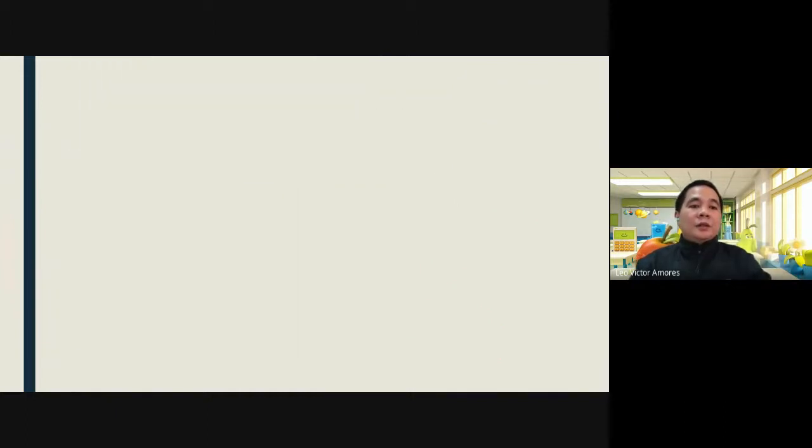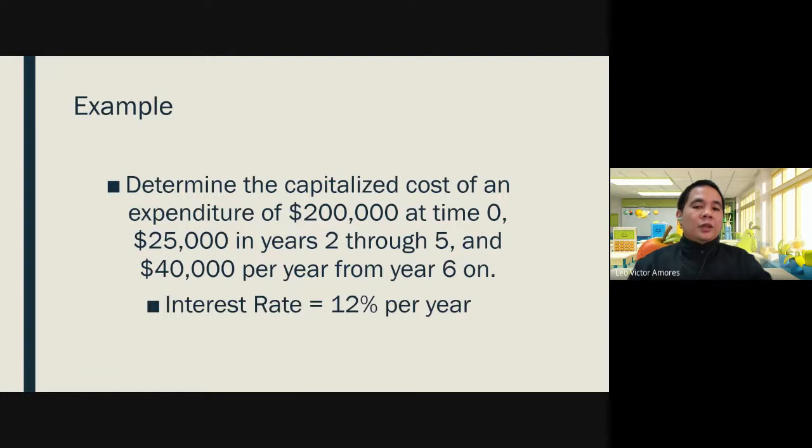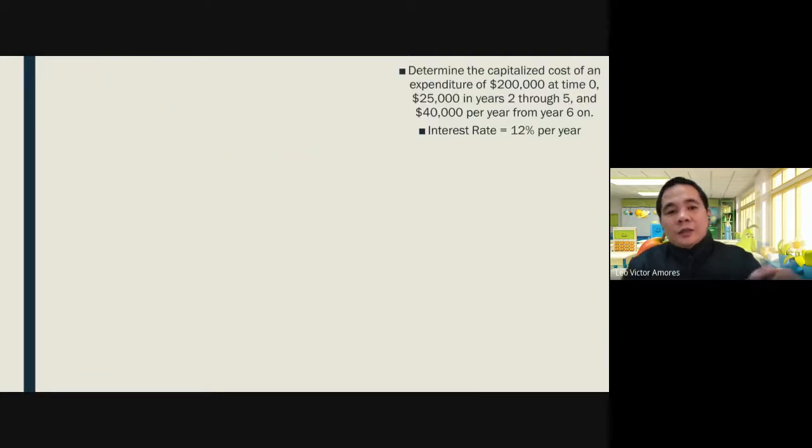Okay? So I'll be giving a problem: determine the capitalized cost of an expenditure of 200,000 at time 0, 25,000 in years 2 through 5, and 40,000 per year from year 6 on. Interest rate is 12%. Okay? We will draw the cash flow.